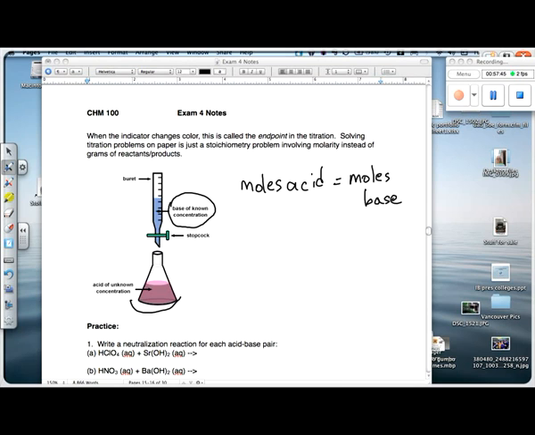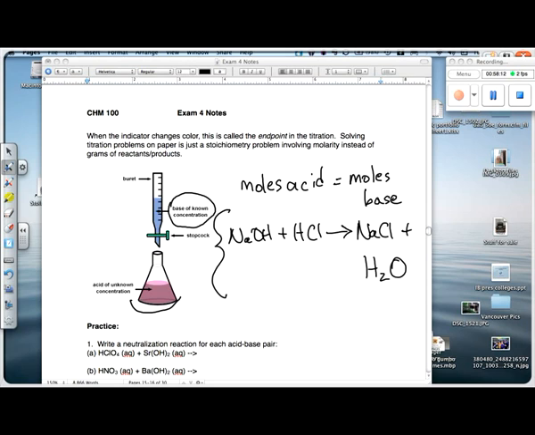Okay, but it's really no different in terms of writing the equation. It's a base plus an acid in a double replacement reaction. Sodium chloride is the salt, plus water. Your book, Sapling and so on, will talk about titrations, and what they're talking about is a double replacement acid-base reaction. They're just using the term for the lab. So don't let that scare you.